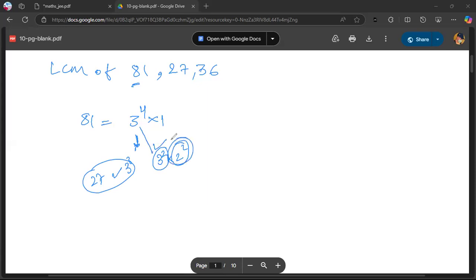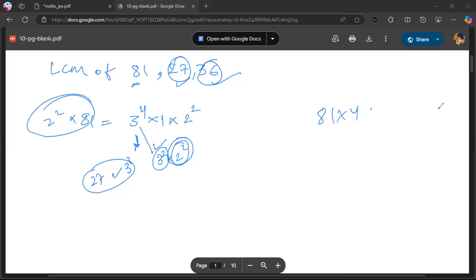But 2 raised to power 2 is not there. Let's multiply 2 raised to power 2 on both sides. Now 27 is there, as well as 36. So the LCM will be 81 into 4, which is 324. Understood? This is how we will find LCM fast.